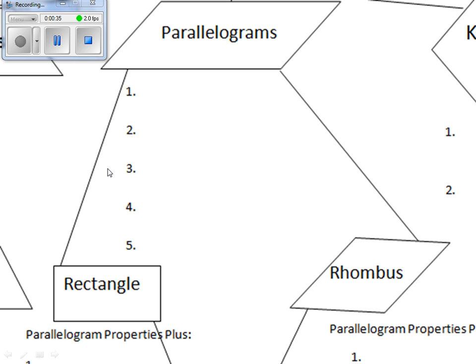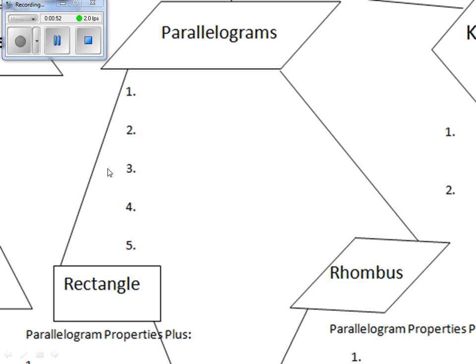Does that make sense? Also, it's true for the rhombus. So see where rhombus is, the parallelogram properties plus. And then for the square, notice the square says both the rectangle and the rhombus, because those are what are above it. Does that make sense? So we're going to trickle down.